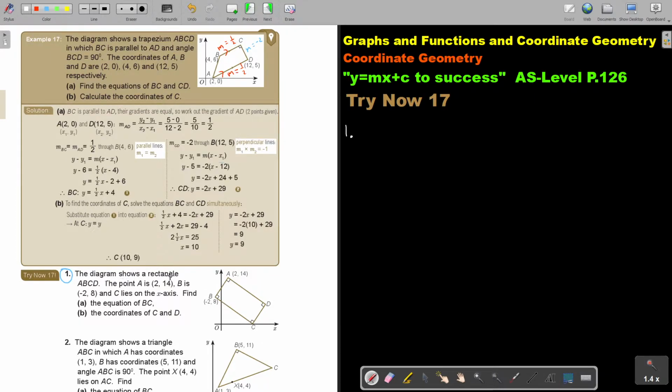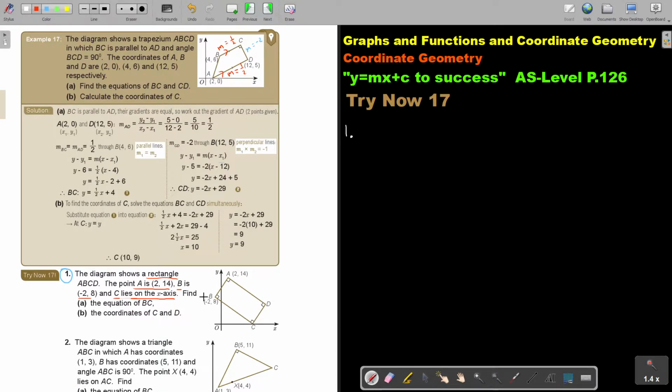So the diagram shows a rectangle. B is this and C is on the x-axis. This is also very important. Underline very important information. That's A. That's B. And don't forget that it's a rectangle. Find the equation of BC.